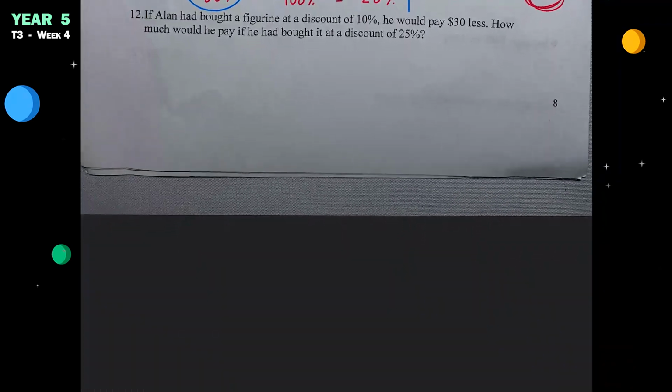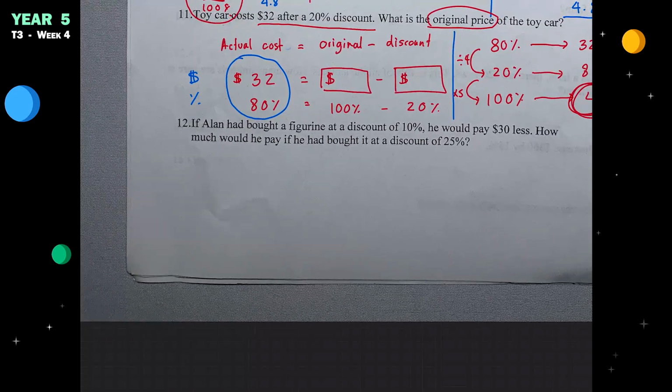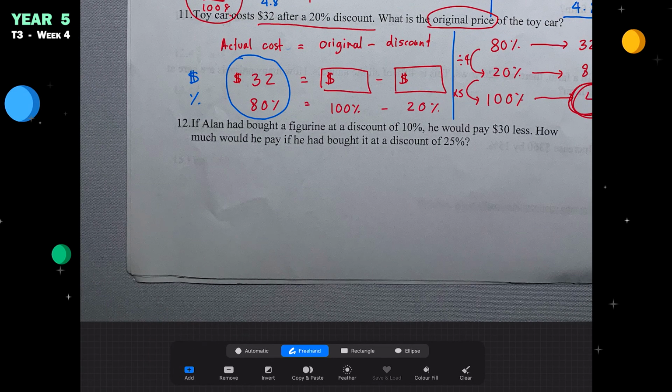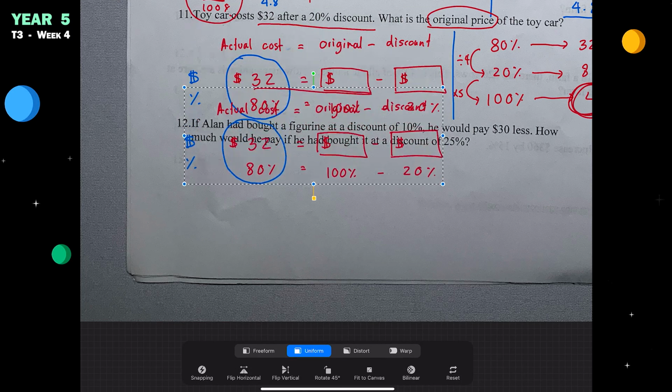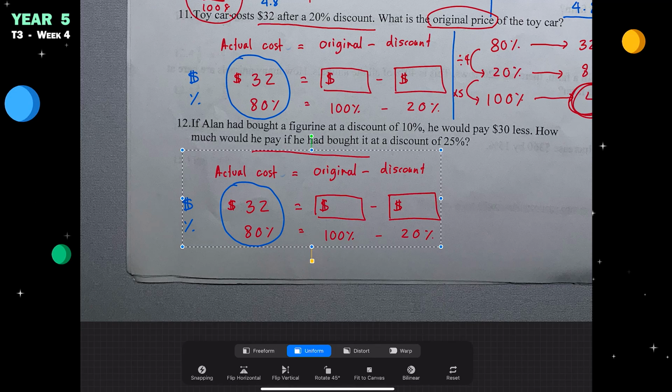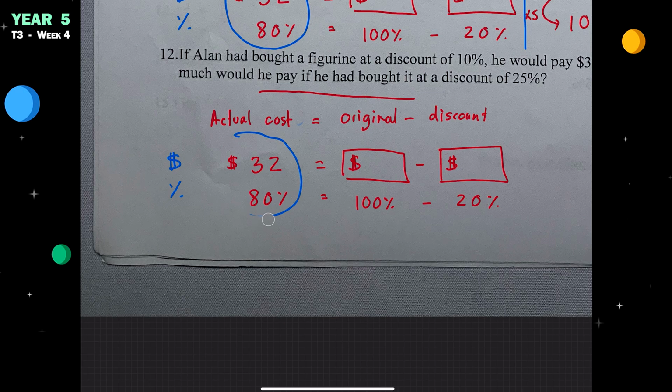Now question 12. If Alan had bought a figurine at a discount of 10%, he would pay $30 less. Okay, so let's do the same thing here. I'm just going to copy and paste because I can't be bothered writing this again, to save time. We're going to duplicate that, and bring it down here. Okay. Now, let's rub this out.